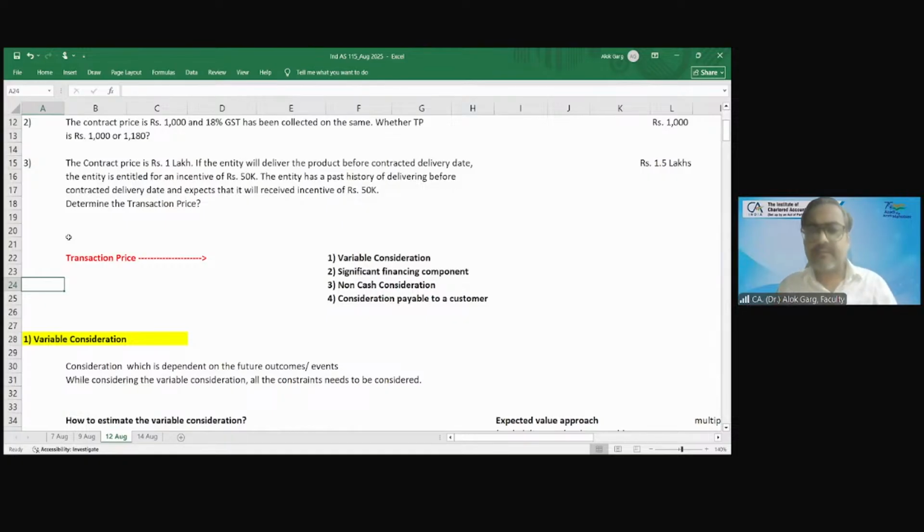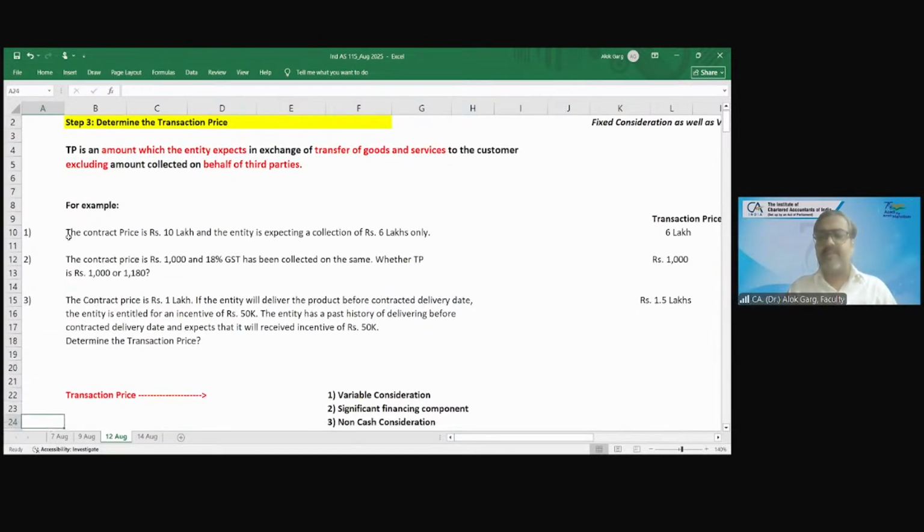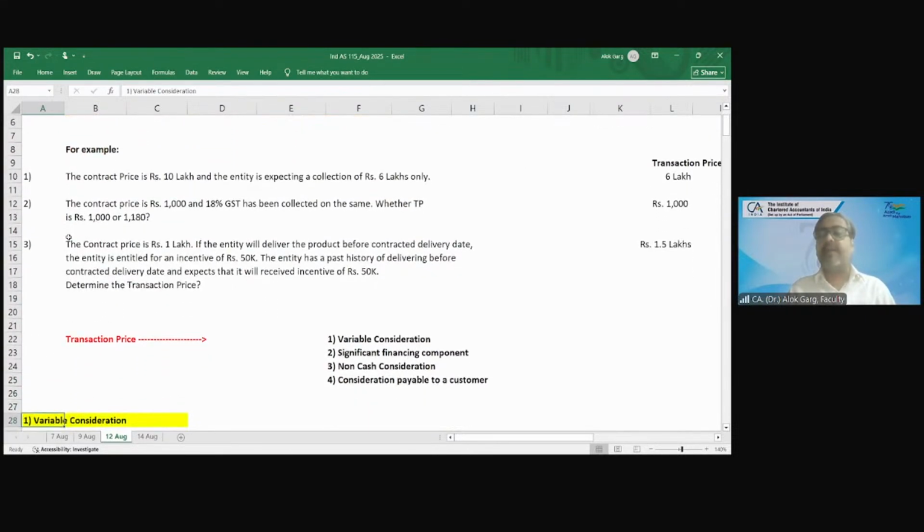Okay. Then what is the non-cash consideration? In case of a non-cash consideration, how the transaction price is going to be determined. And we have seen that transaction price is the amount which the entity expects in exchange of transfer of goods and services to the customer, excluding amounts collected on behalf of third parties, right? And we have done some examples to understand what is meant by transaction price.